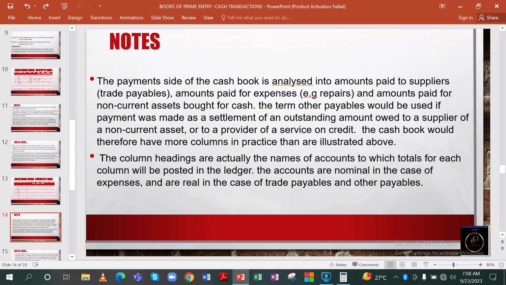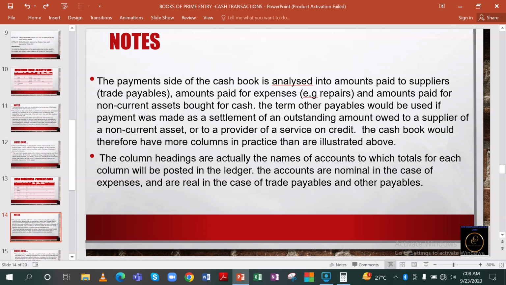Here, the cash book will therefore have more columns in practice than illustrated above. You see that I've just reduced the columns to give you a flavor of how you analyze the cash book. But this cash book can be analyzed in an extensive number of columns depending on what type of items you are dealing with relating to the cash. Okay, the column headings are actually names of accounts, as I've already told you, to which totals of each column will be posted in the ledger. Okay, so that's what the practice is.